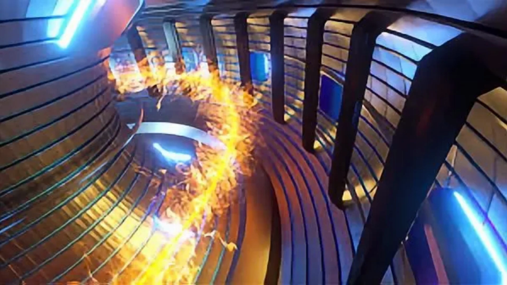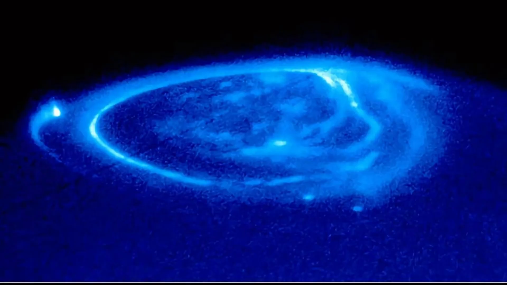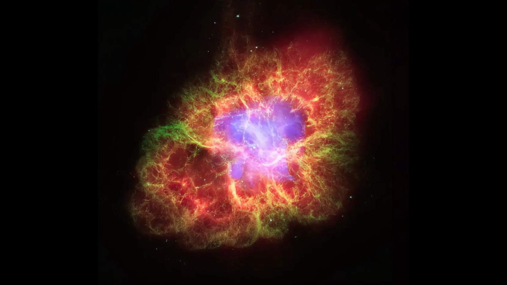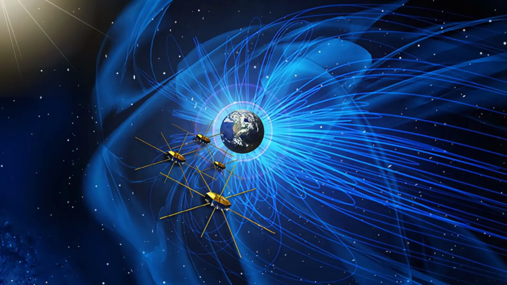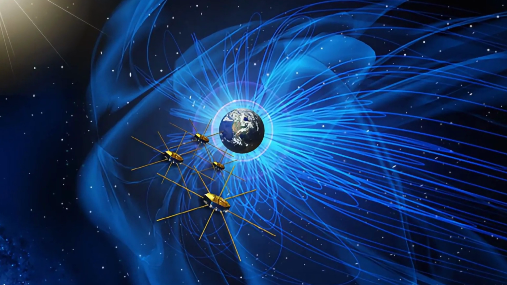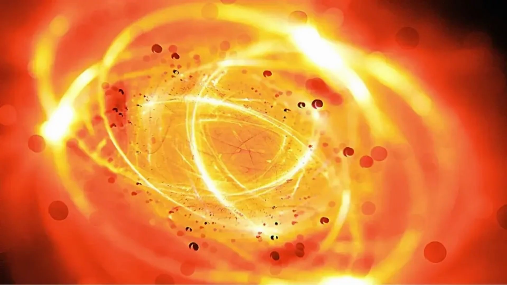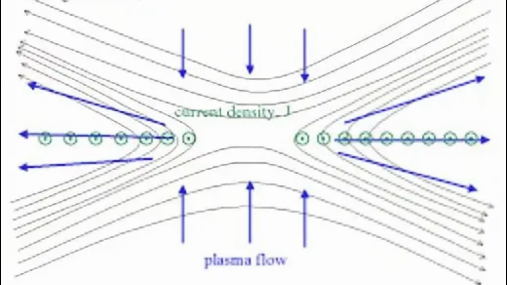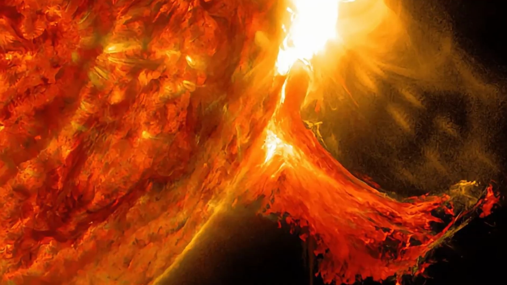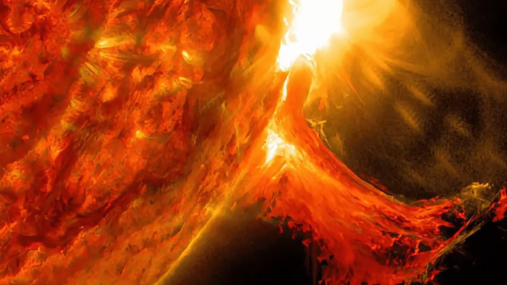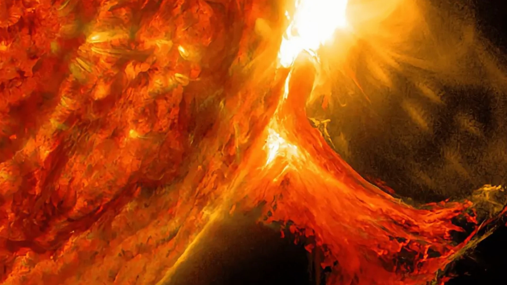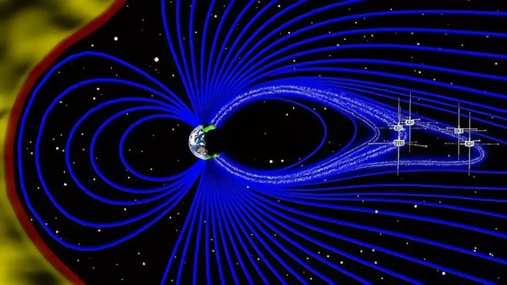Beyond these examples, Alfvén waves are observed in fusion reactors, astrophysical plasmas, and even in turbulent plasma environments throughout the universe. Now let's move on to magnetic reconnection, which occurs when tangled magnetic field lines break and reconnect in a new configuration. This process converts magnetic energy into kinetic and thermal energy, producing sudden bursts of high-energy plasma.